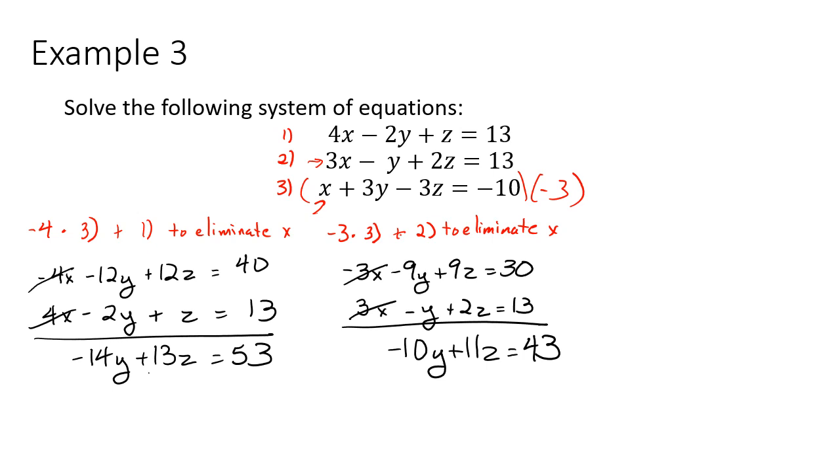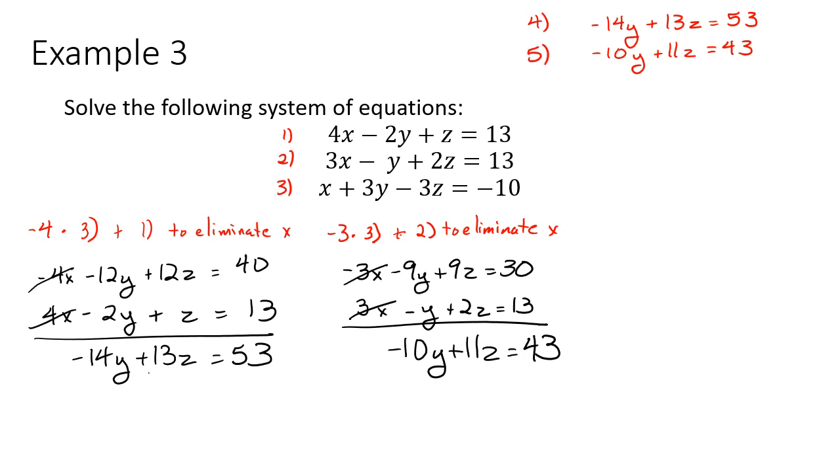So this is my new system of equations now. Negative 14y plus 13z is equal to 53, and negative 10y plus 11z is equal to 43. Now x was probably not the easiest variable to eliminate in this case, because the coefficients were slightly bigger than the coefficients of the other variables. So the numbers here are going to get fairly large, but that's not necessarily something we should be scared of because we have calculators to help out with this kind of thing. So it's not that big of a deal.